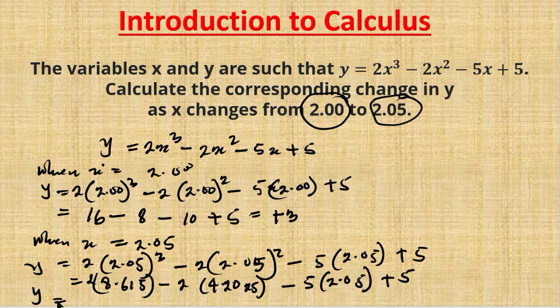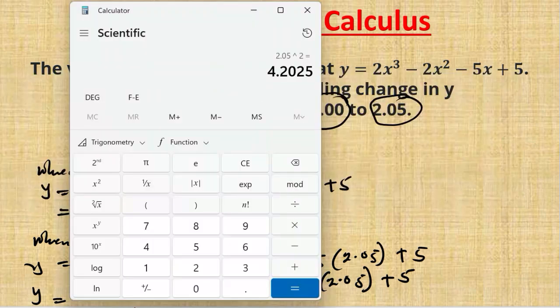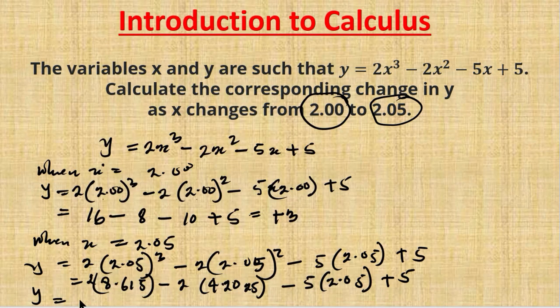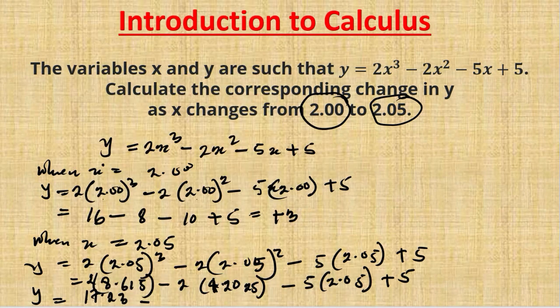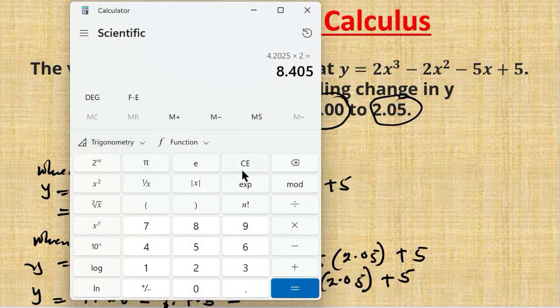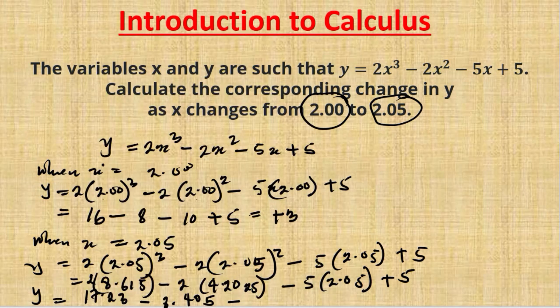So that y now will be the same thing as 2 times 8.615, that's 8.615 times 2, that's equal to 17.23, minus 2 times 4.2025. 4.2025 times 2 is 8.405, that's 8.405 minus 2.05 times 5, that's 10.25, that's minus 10.25 plus 5.